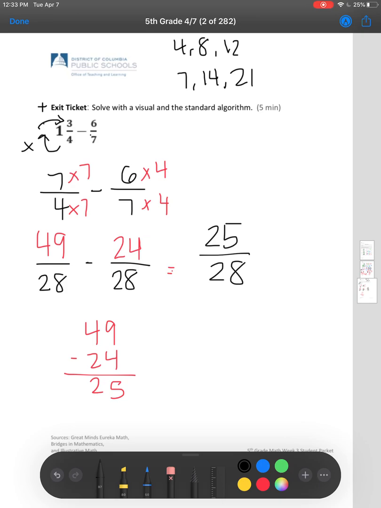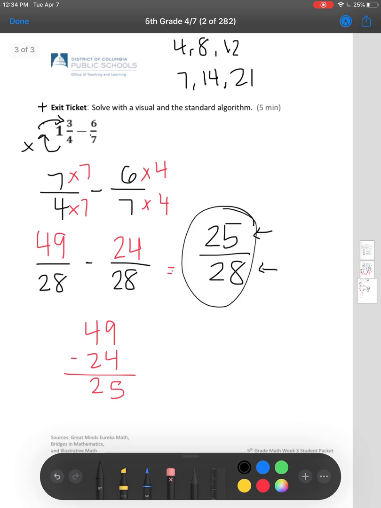All right. So now that gives me 25/28. All right. I know that this is a fraction less than 1 because my numerator is smaller than my denominator. All right. And there is nothing that divides evenly into 25 and 28. So I know that my final answer here is 25/28.